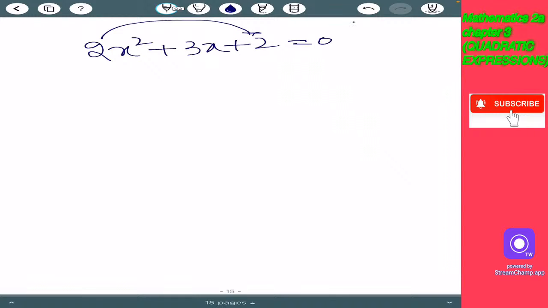What you'll get? Let's say 4x square. What is the middle term? Now you need to take the factors of 4 in such a way that it should represent 3. It means 4 minus 3, 3 and 1. It gives you 4, and that's the factor. So what you'll do? 3 and 1. Write it. Now divide it with a.